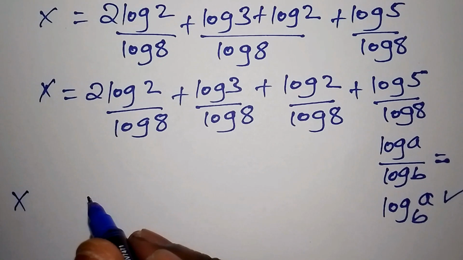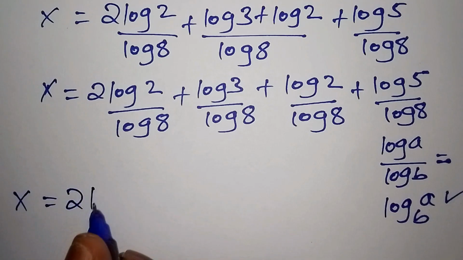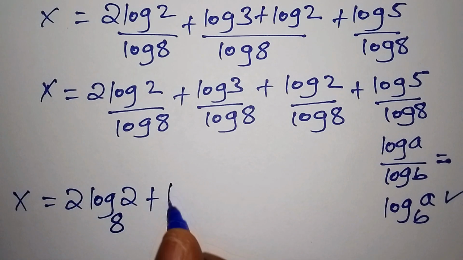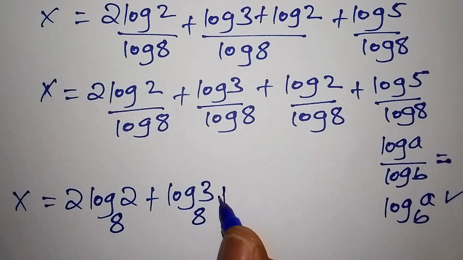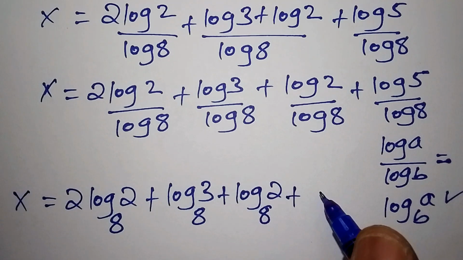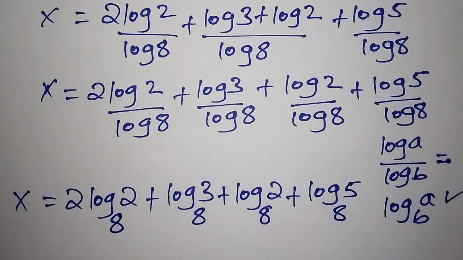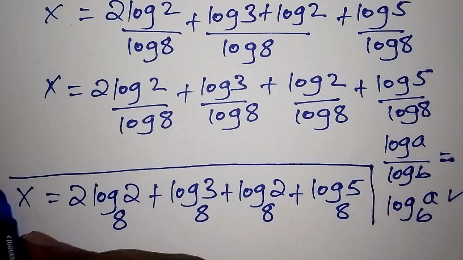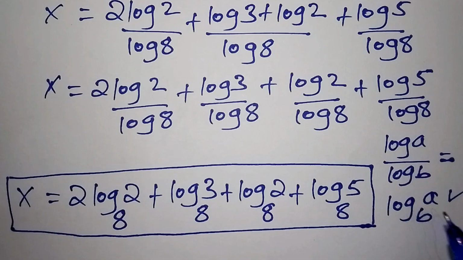that is our answer, shall now be equal to 2, the log of 2 to the base of 8, then plus the log of 3 to the base of 8, plus the log of 2 to the base of 8, then finally plus the log of 5 to the base of 8. So that means that this now qualifies to be our correct value for x on this maths problem. Unless you had a different answer.